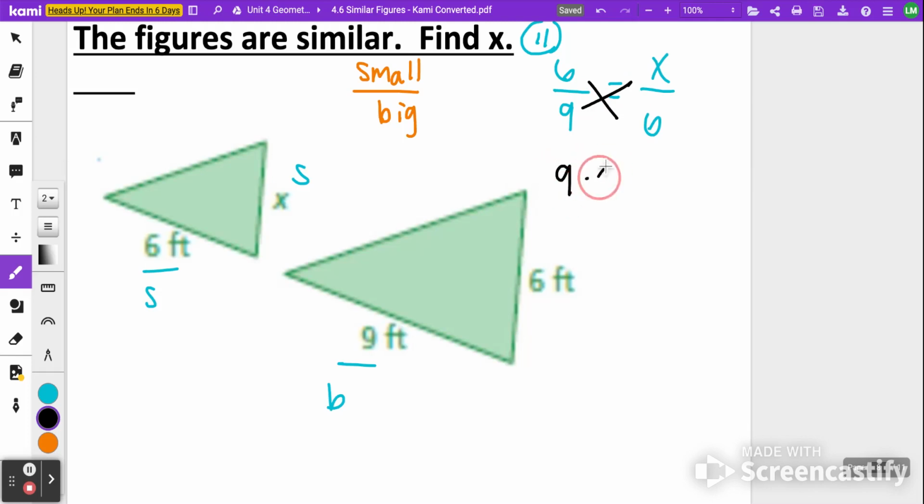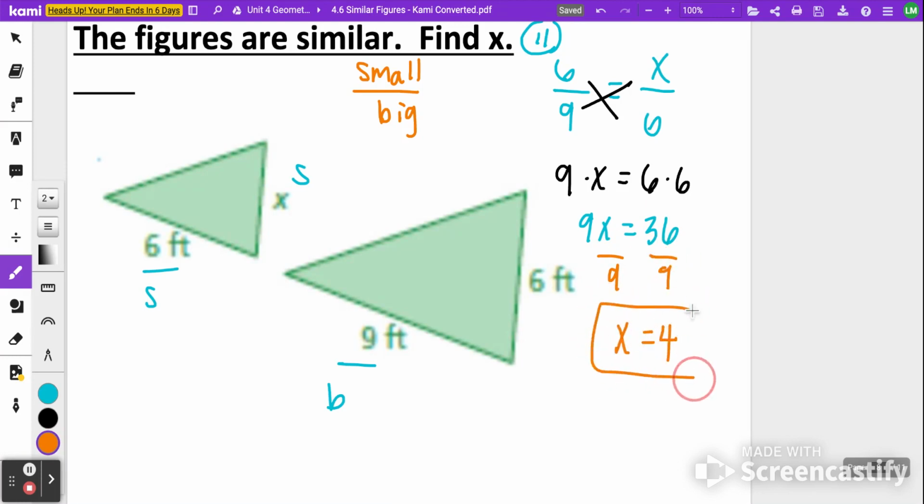9 times x is equal to 6 times 6. 9 times x is 9x. 6 times 6 is 36. Final step, I'm going to divide both sides by 9. So x is equal to 4. Okay.